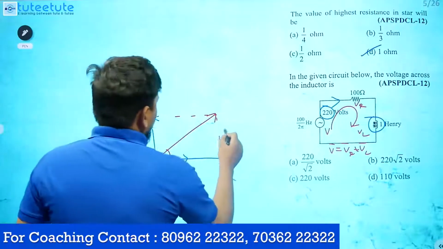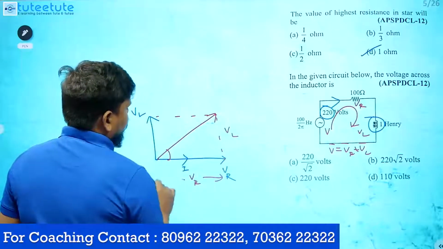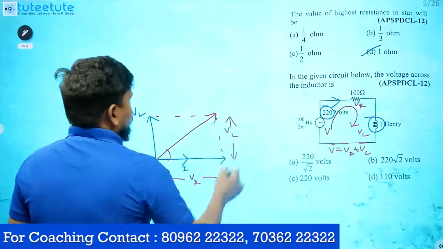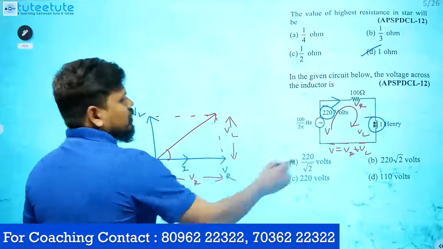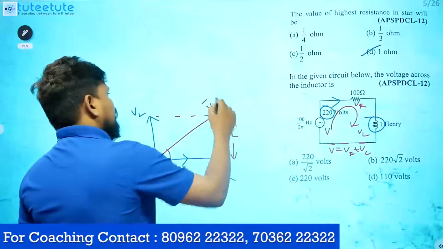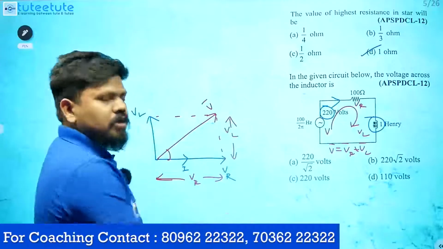So what is this one? This is VL, and this complete one is VR. If you want to calculate the addition of these two, what will you get? You will get V bar. This is nothing but V bar. So there is no need to do all these things directly in the exam. I am doing it to prove something to you.